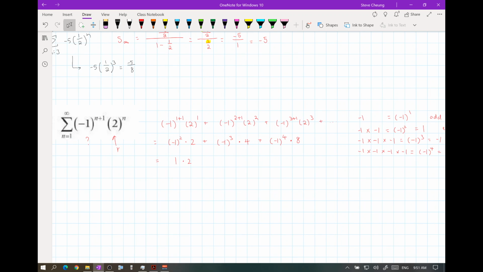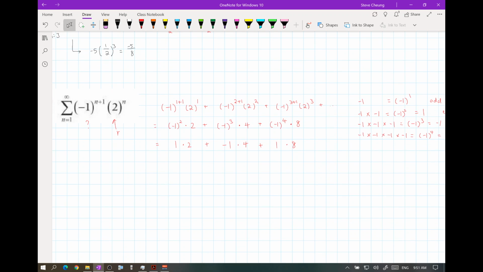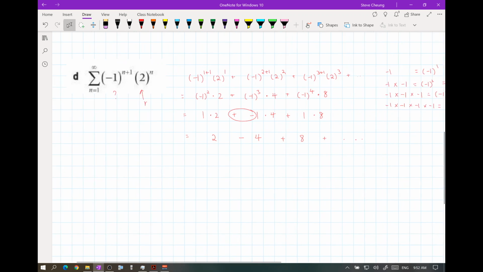So here we have negative 1 all squared, which becomes positive 1. The next one becomes a negative 1, because it's an odd power. Then we have a positive again. So if I combine these two signs, this is 2 minus 4 plus 8, and so forth. The next few terms will be minus 16 plus 32 minus 64 plus 128, and so forth.